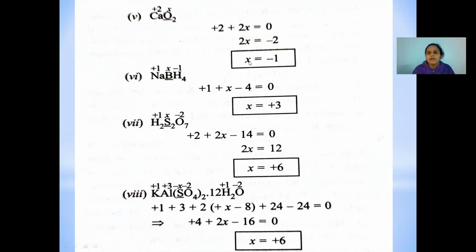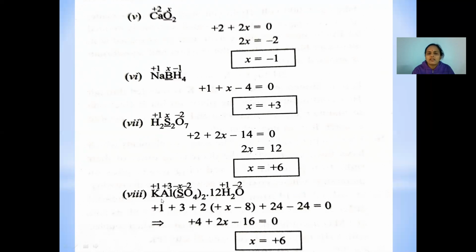Similarly, in case of NaBH4, you need to calculate for boron, B. Plus 1 plus x minus 4 will give the value of x equals plus 3 respectively. Sodium borohydride it is. So hydrogen, since it is linked here with the element sodium, it is having an oxidation number of minus 1. So x is equal to plus 3. Similarly, H2S2O7, sulfur you need to calculate. Plus 2 plus 2x minus 14 equals 0, 2x equals 12, x equals plus 6.